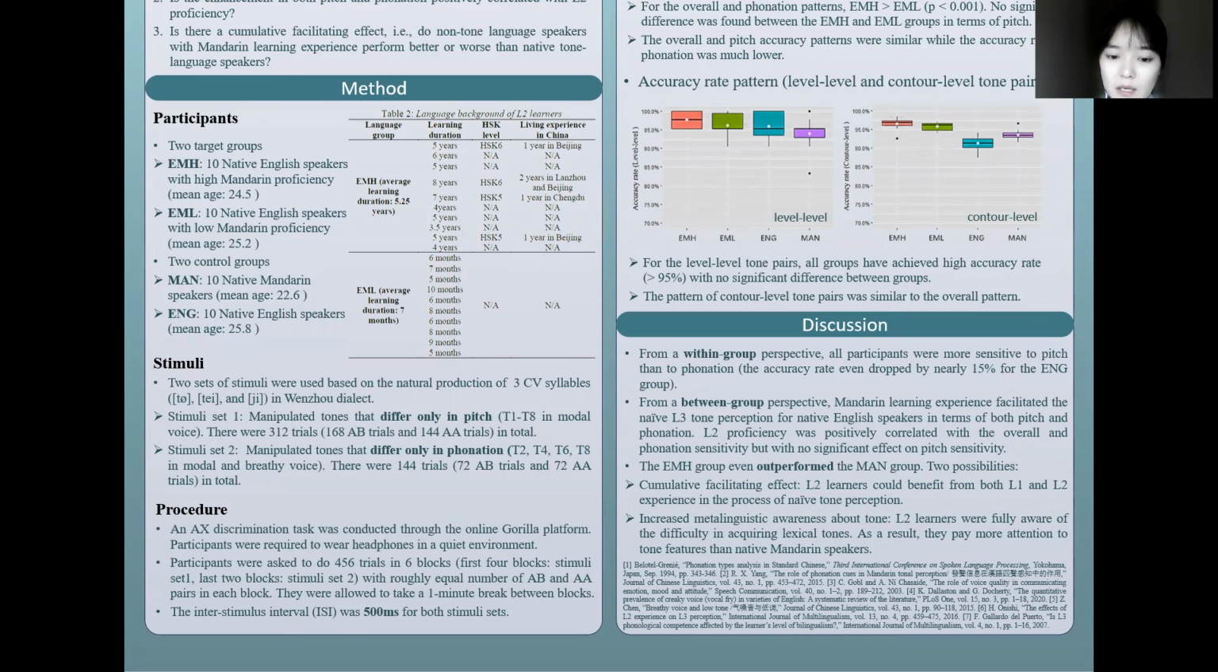In conclusion, we found that all participants were more sensitive to pitch than to phonation, and for native English speakers, the sensitivity to pitch and phonation could be increased through learning Mandarin. Also, L2 proficiency has been demonstrated to be an essential factor in terms of the overall phonation sensitivity, but with no significant effect on pitch sensitivity.